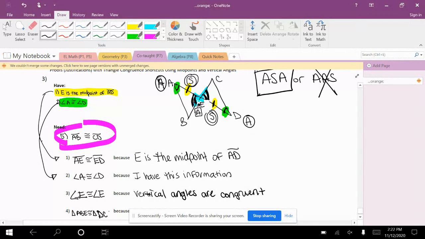Part E is in blue, and so is part E on the other triangle.